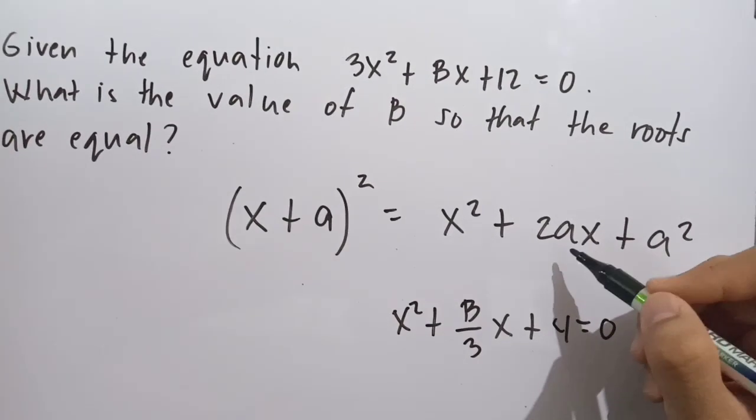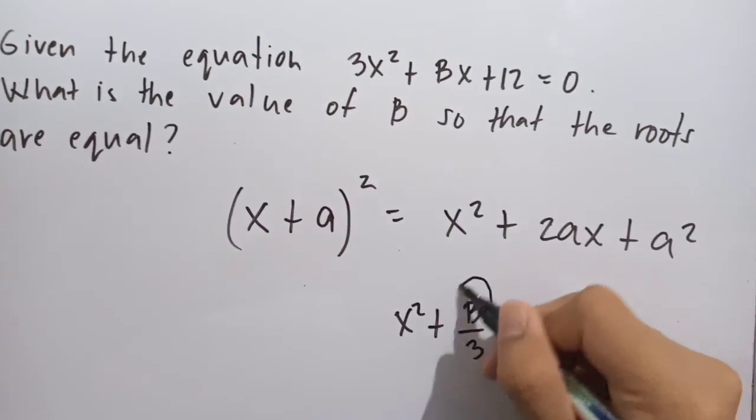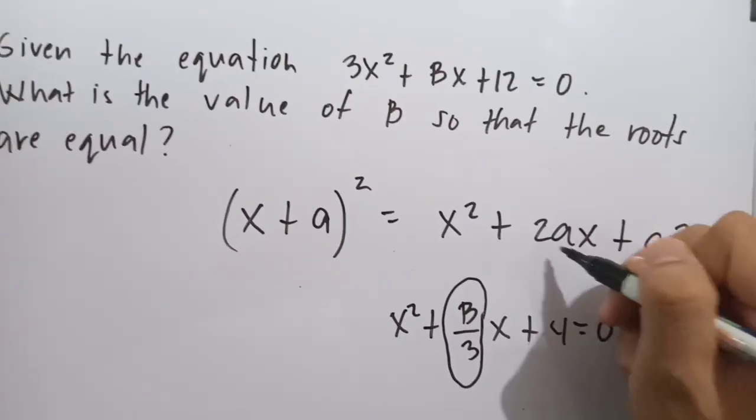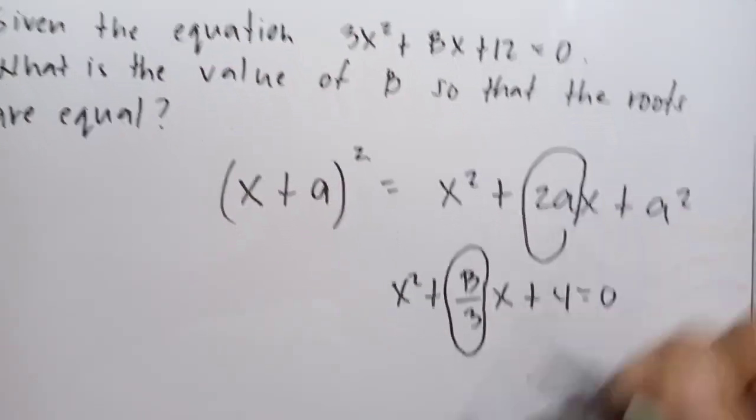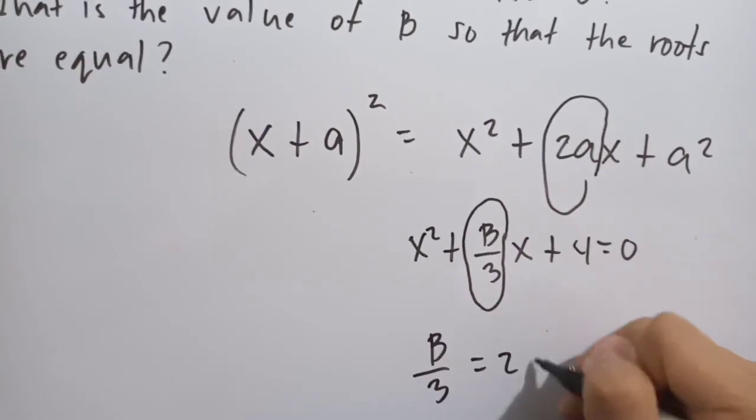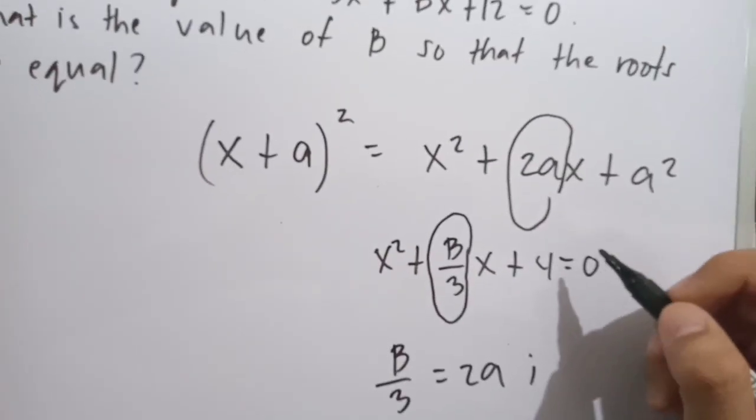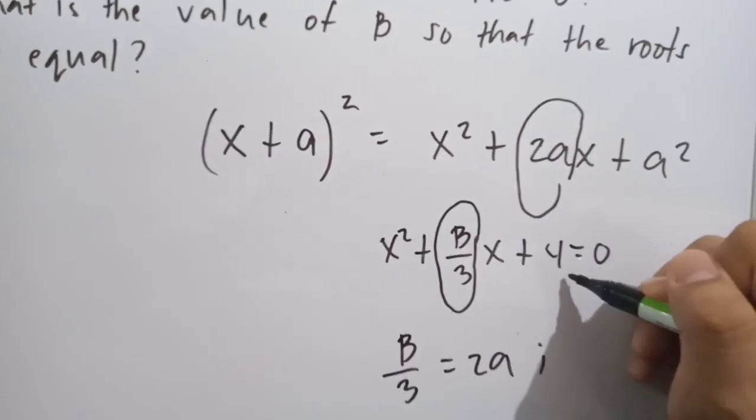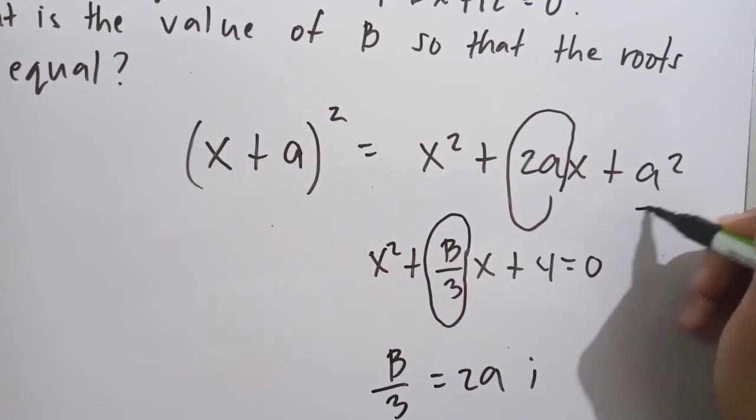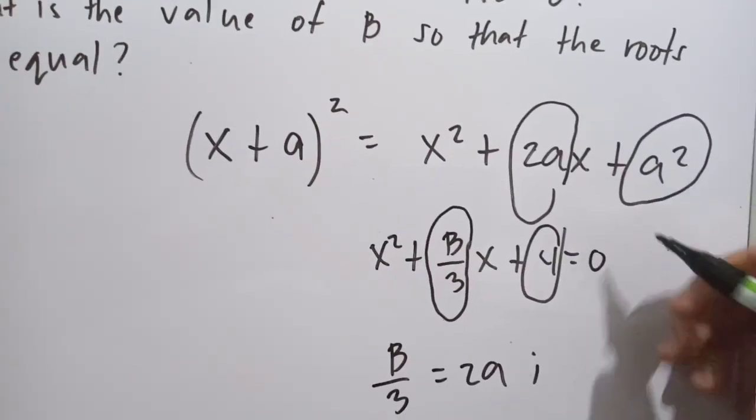So, ibig sabihin, ang hinahanap natin ay b, di ba? So, meron tayong b dito. Coefficient ito, dapat parehas sa coefficient ito. Ibig sabihin, b over 3 is equal to 2a. Tapos, gumawa ulit tayo ng isa pang equation. So, ito naman, dapat parehas din. Parehas din to dito. So, ibig sabihin, a squared is equal to 4.